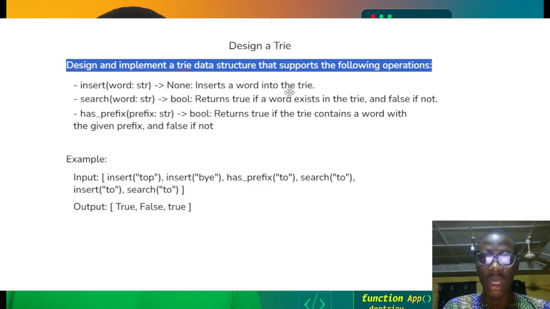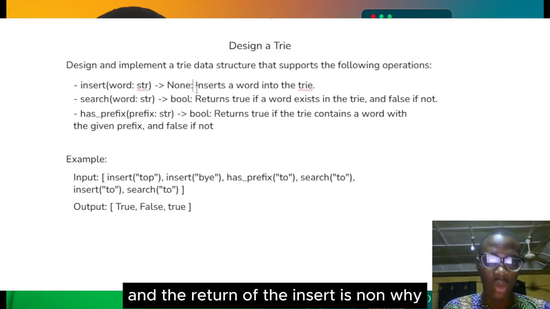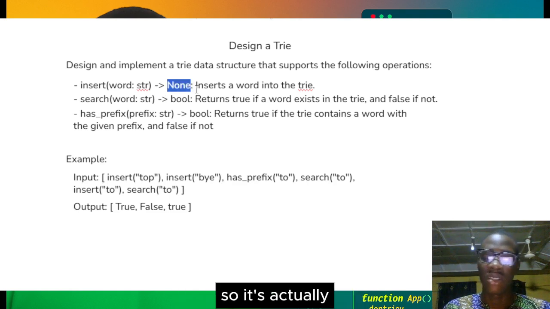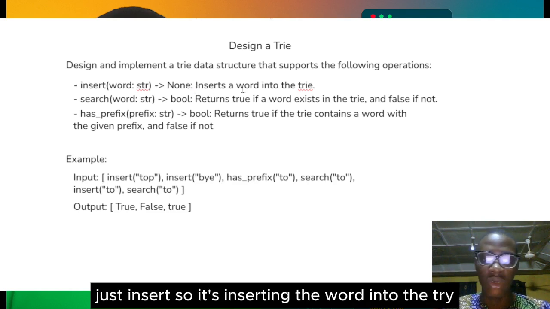following operations. The first operation is insert. Whenever I want to insert a word into the trie, the return of the insert is none. Why? Because it's just inserting. It's not returning anything. It's inserting a word into the trie.